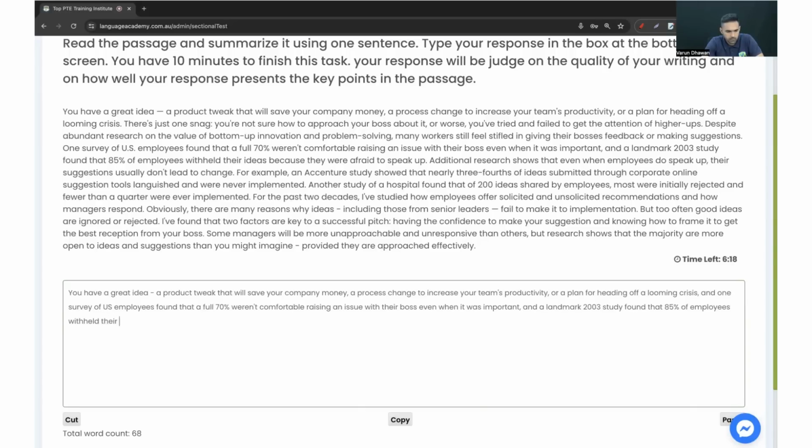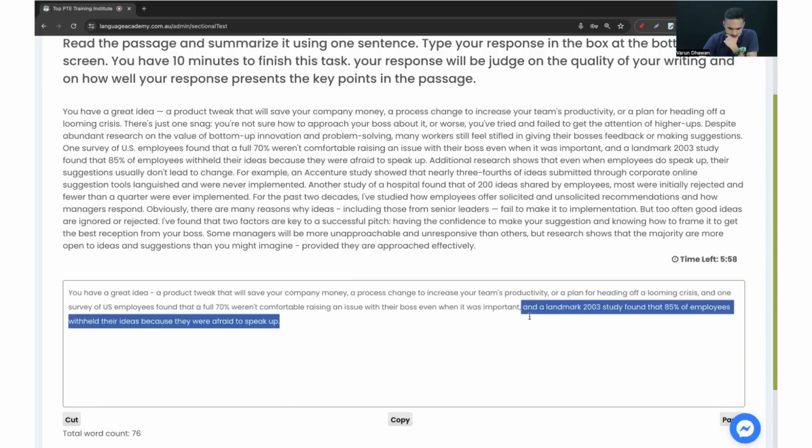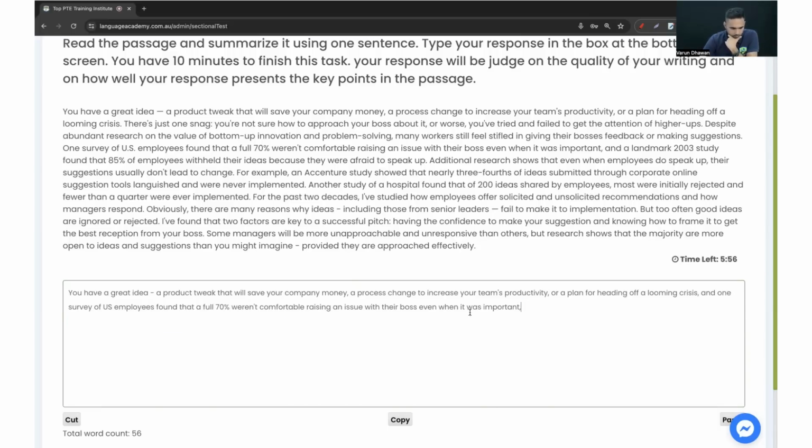Now we are exceeding the word limit here because they were afraid to speak up. Now we are exceeding the word limit. If we exceed the word limit, we will straight away get 0. So what we'll do is we'll just write it till here. That's it. And one survey of US employees found that a full 70% were not comfortable raising an issue even if it was important.